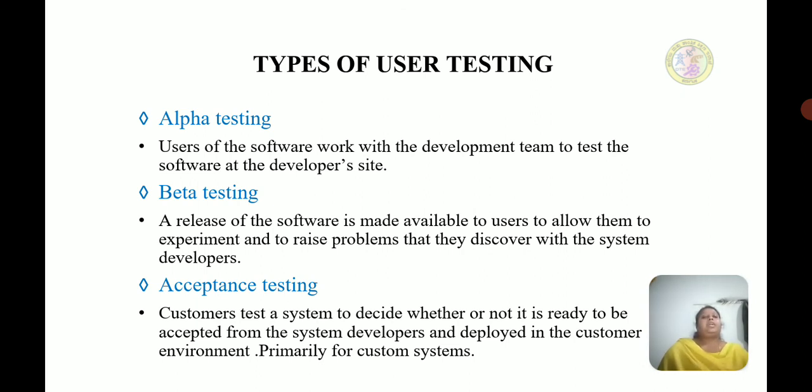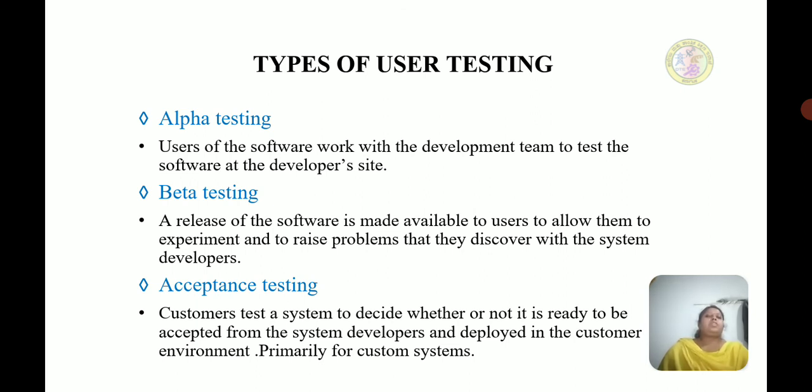Then beta testing. In beta testing, a release of the software is made available to users to allow them to experiment. It allows the users to conduct an experiment, and if they raise problems or discover problems with the system, they report them to the system developers.